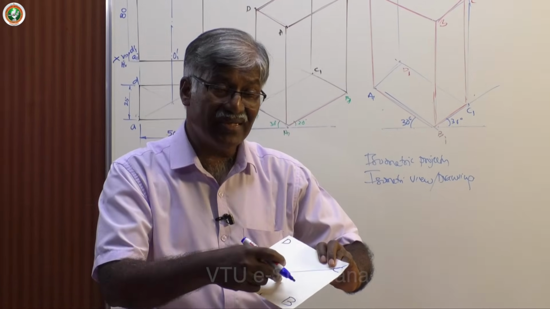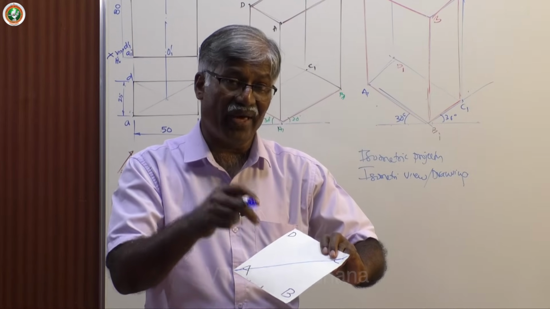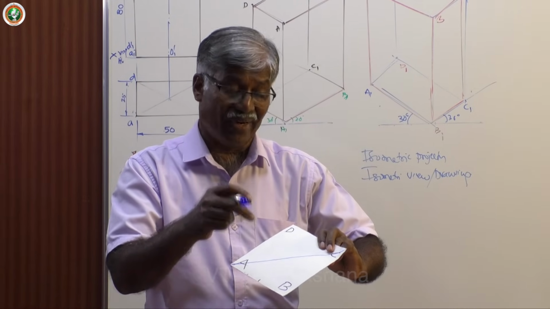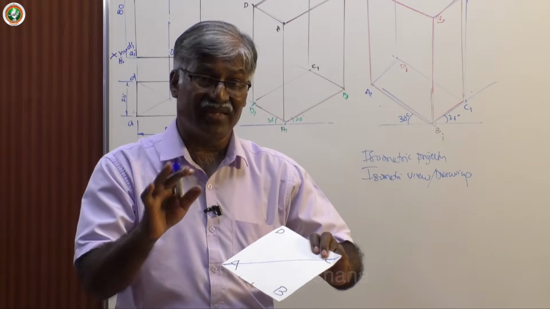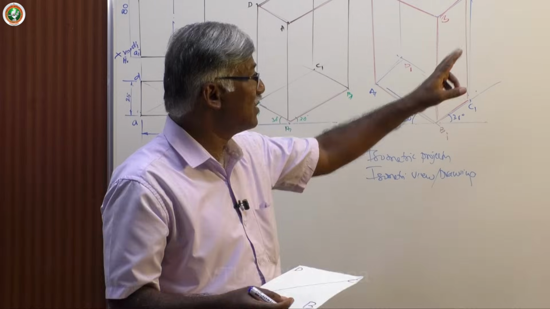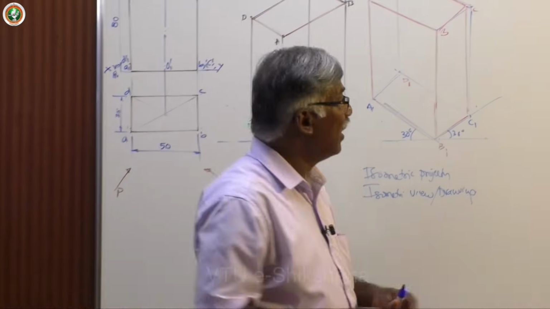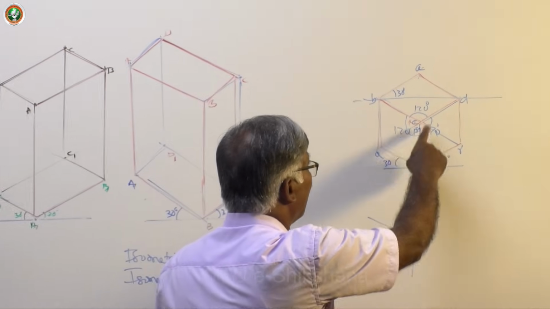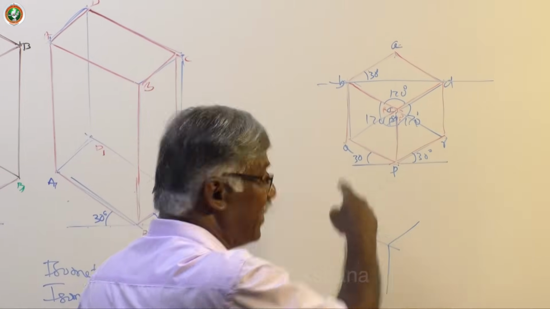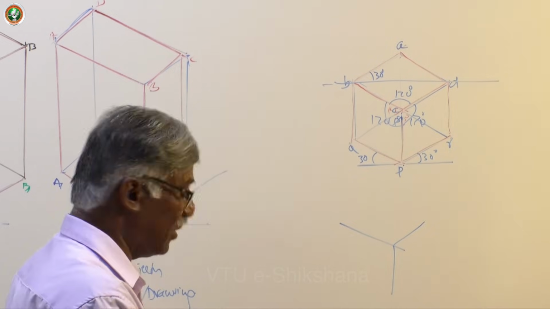So rhombus is the isometric projection of a square, provided this particular distance never changes. Only this will change. Okay, how much will it change? We will discuss here. This is in the same figure. Let me discuss. Now, after getting this idea, let me concentrate only on the top face. Let me draw the top face.